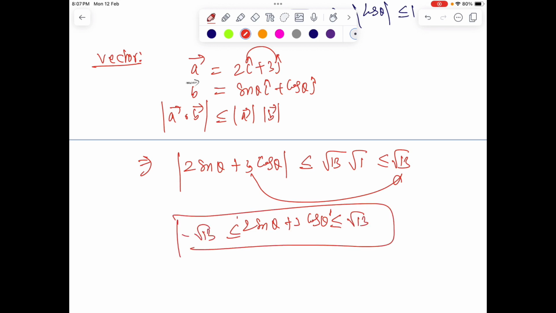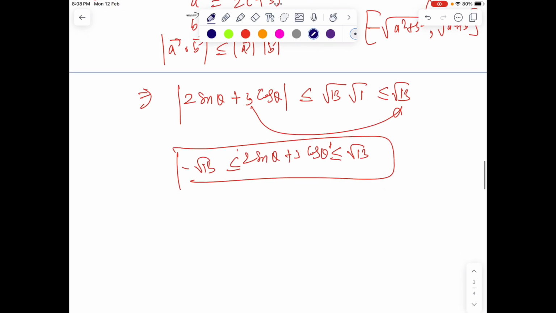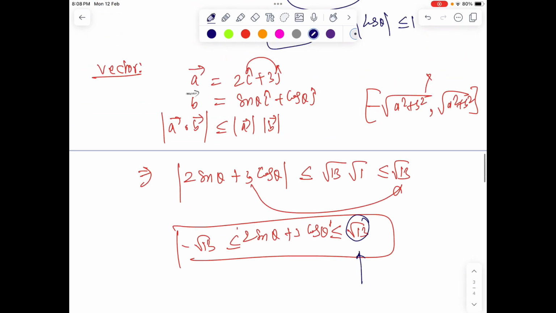2 sin theta plus 3 cos theta will range from minus root 13 to plus root 13. And all of you know this formula basically, the value will go from root over a square plus b square to minus root over a square plus b square. This is proved by so many methods.